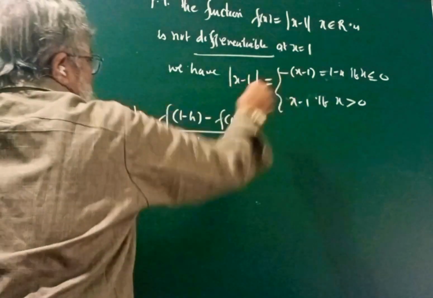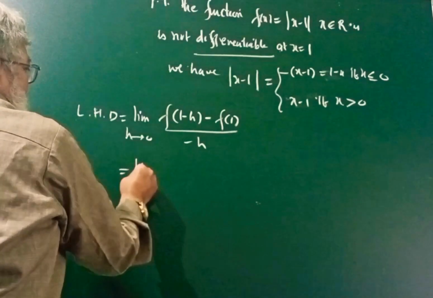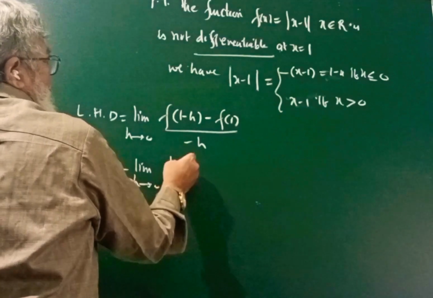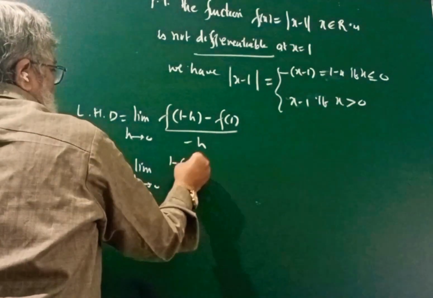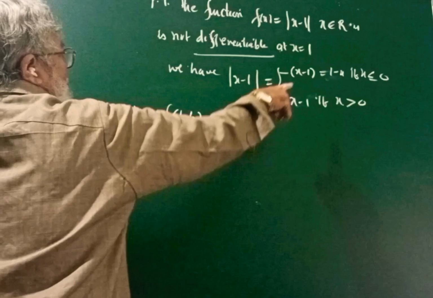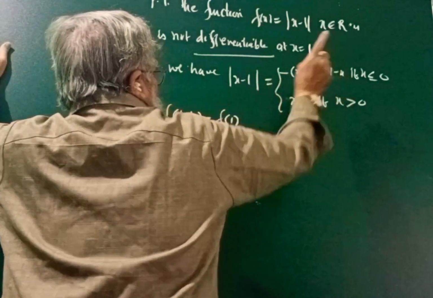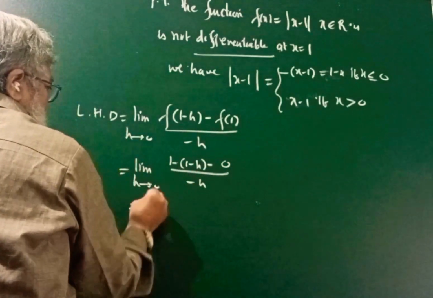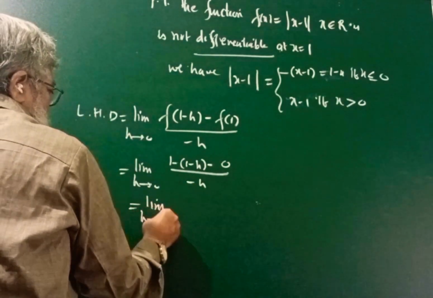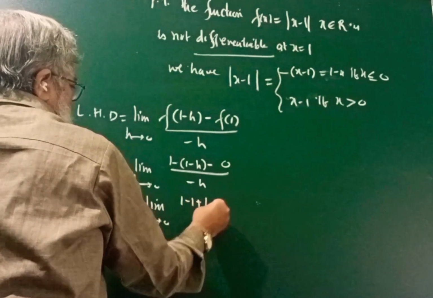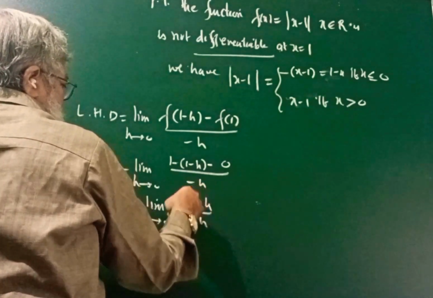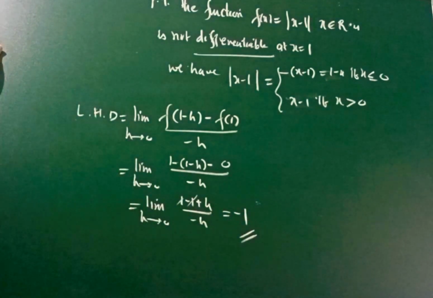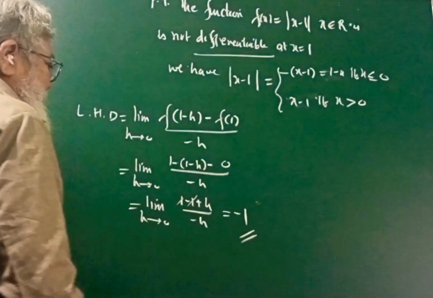Now this is limit h tends to 0, f of 1 minus h, that is 1 minus x where x is equal to 1 minus h, minus f of 1. If you substitute 1, it will be 0 here, 0 by minus h. Or we can write limit h tends to 0 of 1 minus 1 plus h by minus h. This gets cancelled, minus 1 is the value of the left hand derivative. Now let us check the right hand derivative.